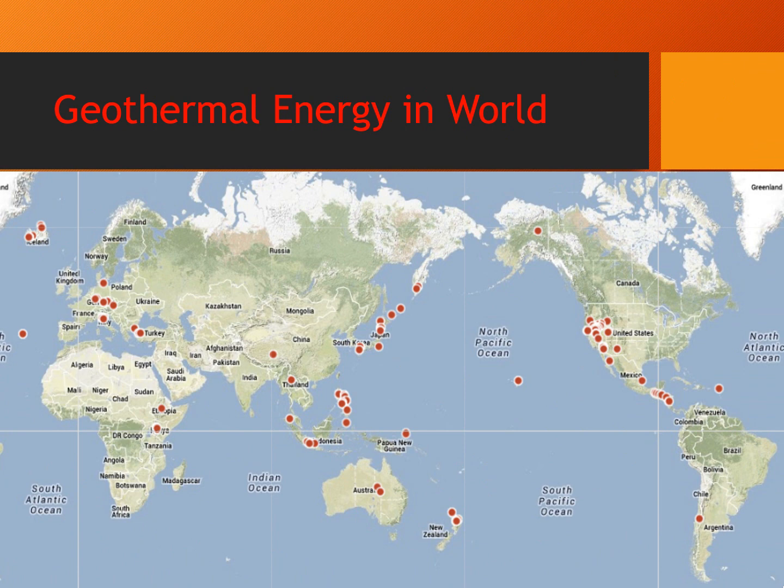Now let us see the geothermal energy across the world. In this world map, the red dots present in this map show the presence of geothermal energy with high capacity of producing electricity. These are the places where a huge capacity of geothermal energy is available.